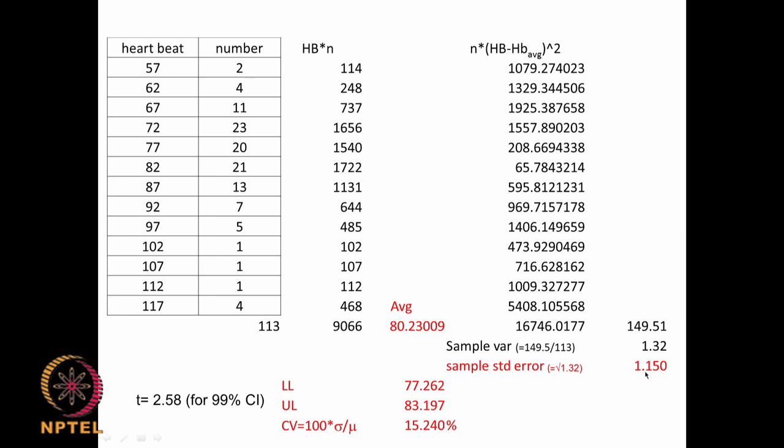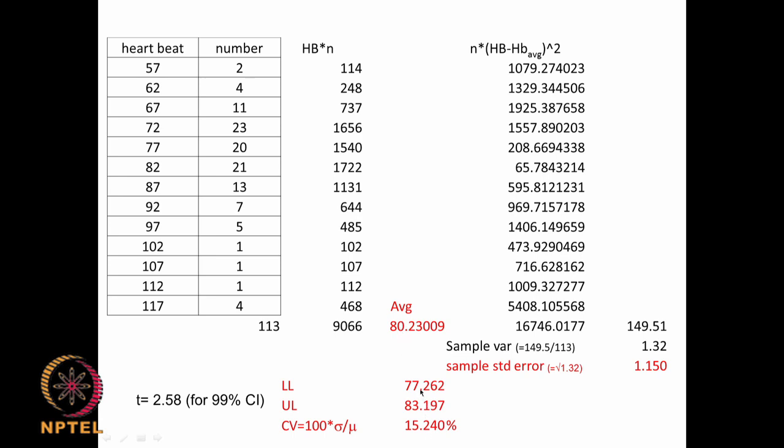So, I get 1.15. Now, t as I said is 2.58. So, 2.58 into 1.15 will be the plus or minus on 80. 2.58 into 1.1 is around 3. So, the lower limit will be 80 minus approximately 3, and the upper limit will be 80 plus approximately 3, that is 83.